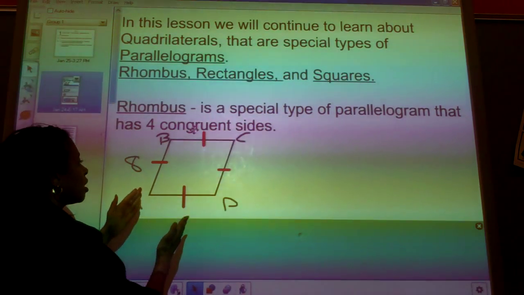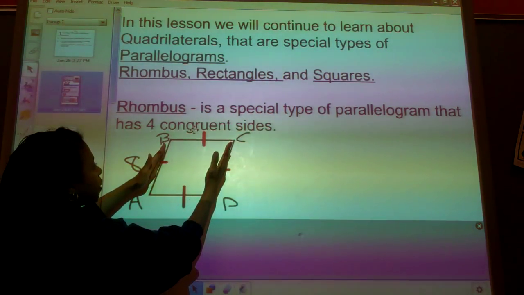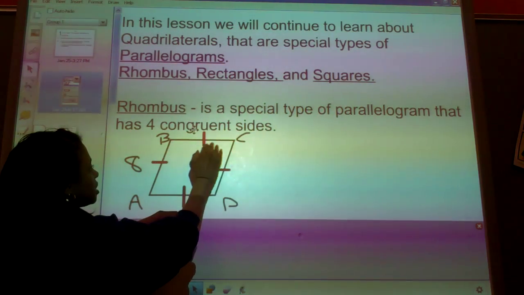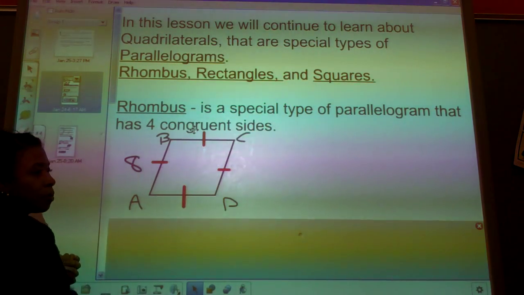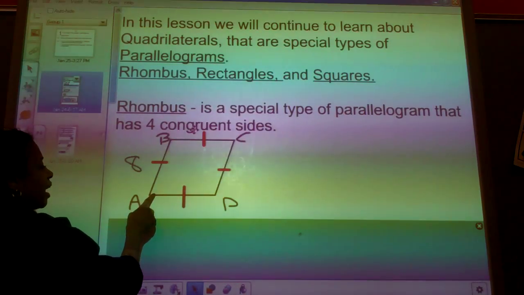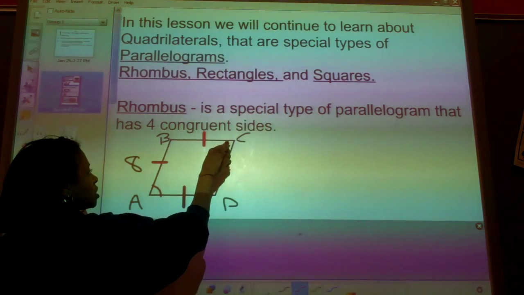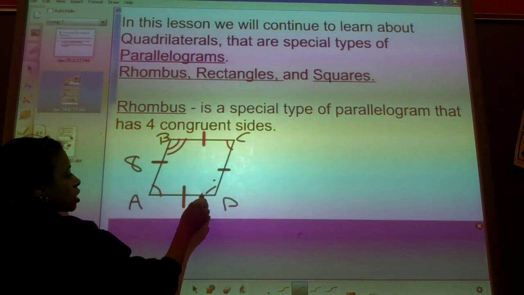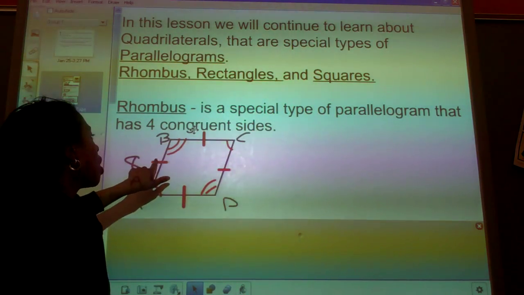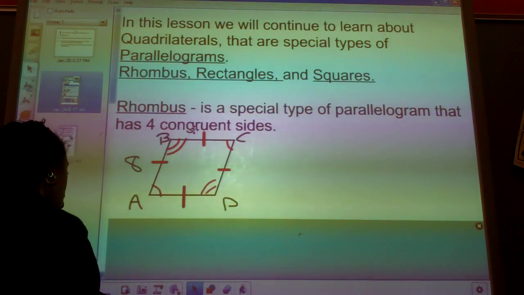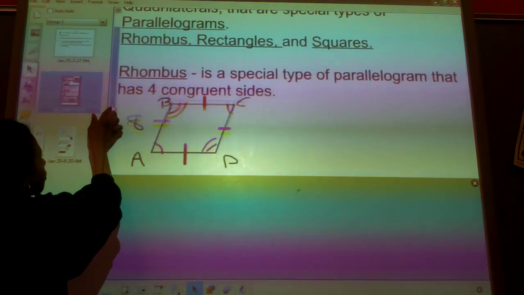How do we know it's a parallelogram? That means that AB is parallel to CD and BC is parallel to DA. Remember, the diagonal angles on the parallelograms are congruent. So angle A is congruent to angle C, and angle B is congruent to angle D. That's a parallelogram. But the special type is called a rhombus, where all four of the segments are congruent. Let's look at the next one here.